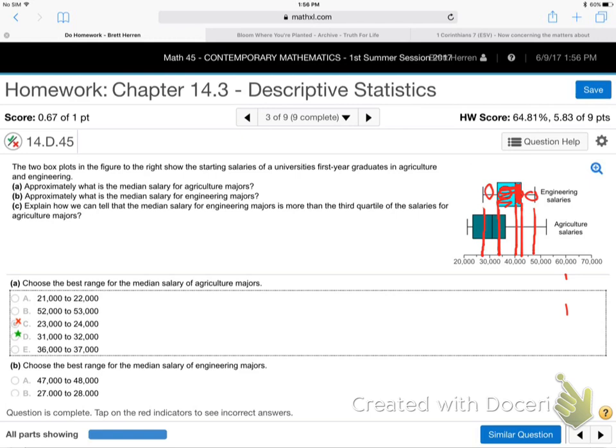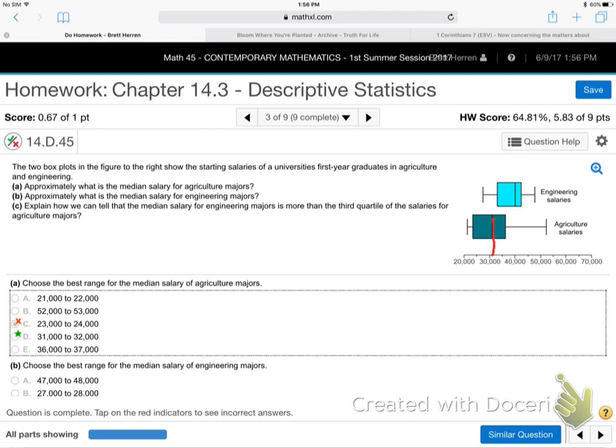The same thing goes for the ag people. So here come the questions. See if you really understand this. Choose the best range for the median salary of ag. Where does it look like the middle of the ag salaries is? It's that line right here. Looks like a little over 30, so 31 to 32. Easy enough? A line in the middle is the middle, the average ag person.